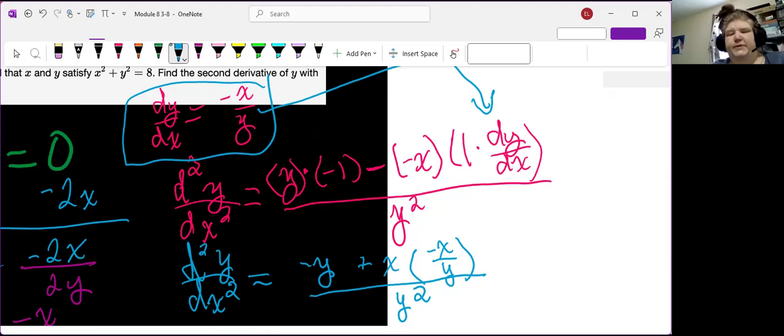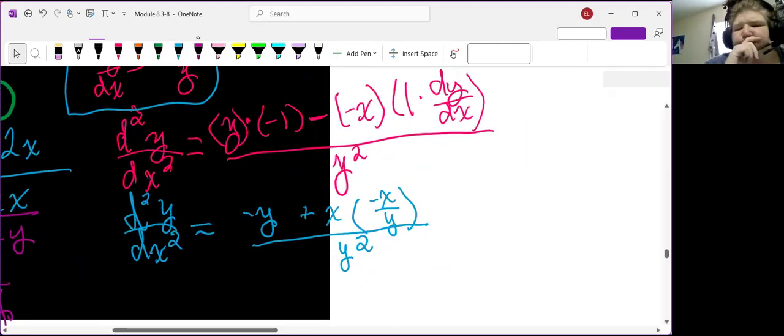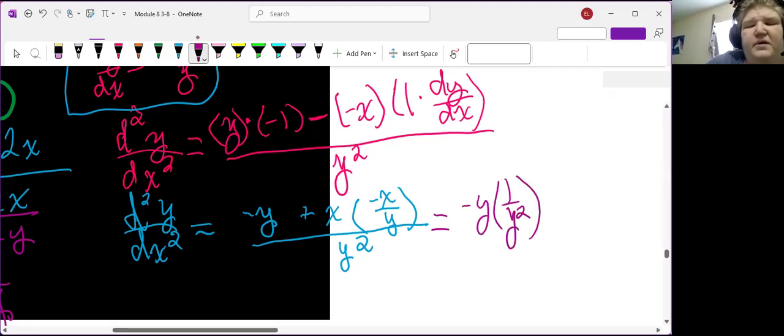WebWork should take this. Emphasis on the should. If it did not, then I would think of my all divided by y squared as times 1 over y squared and split it between the two. So that'd be negative y times 1 over y squared. And then now it'll be minus x squared over y times 1 over y squared.